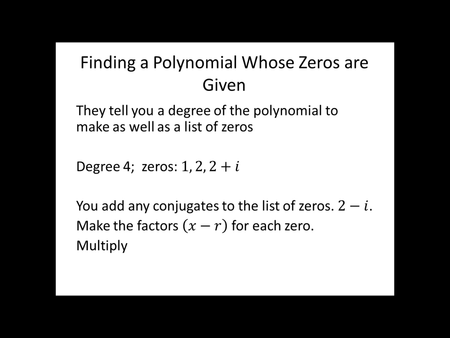Well, since complex zeros happen in pairs, we need to know that 2 minus i is also a zero. So we add a complex zero to this list of zeros. And for each of those zeros, we're going to make a factor. So since 1 is a zero, x minus 1 is the factor. And then we're going to multiply everything together.